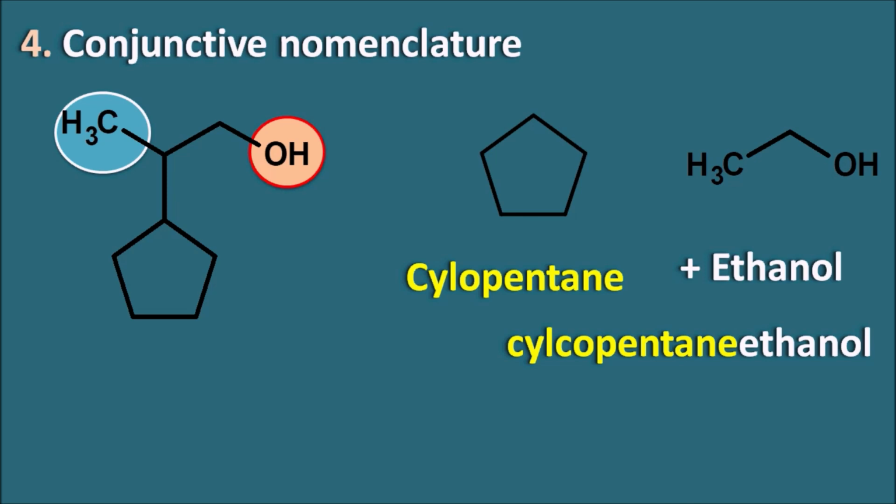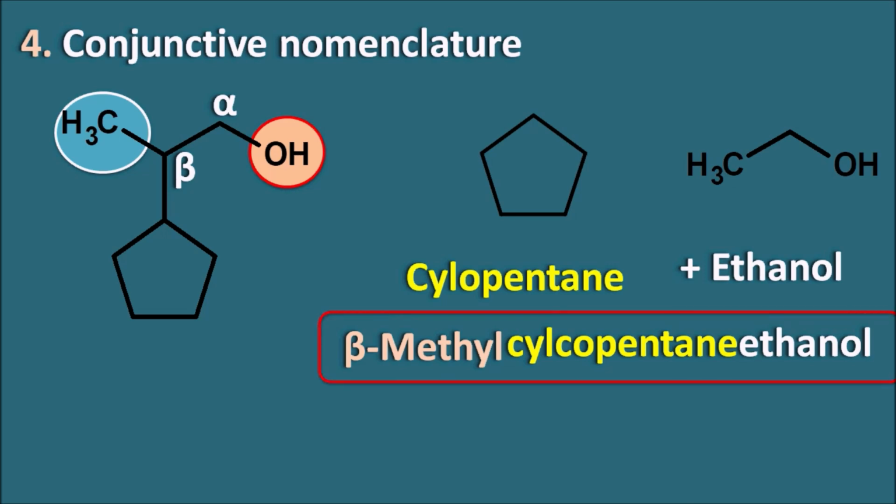In order to represent this side chain, we can indicate the alpha and beta positions relative to the principal functional group. So this is the alpha carbon and this is the beta carbon. At the beta position, we can observe a methyl group. So this is the beta methyl. So the complete name of this compound by using the conjunctive nomenclature is beta methyl cyclopentane ethanol.